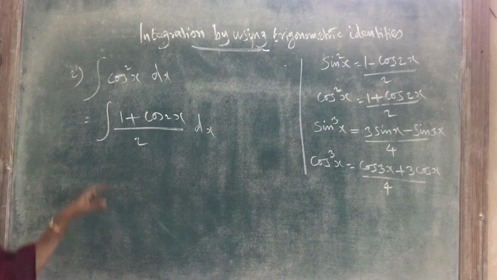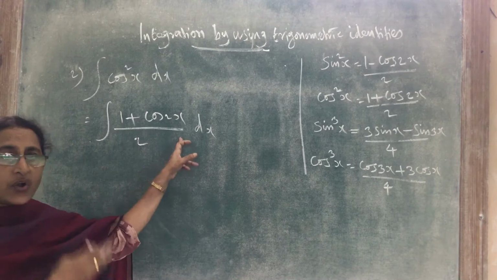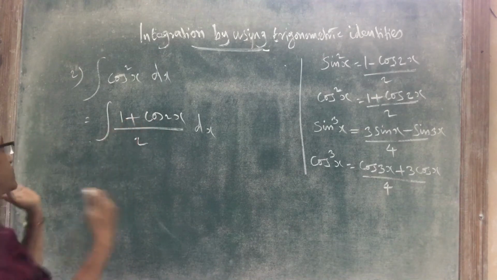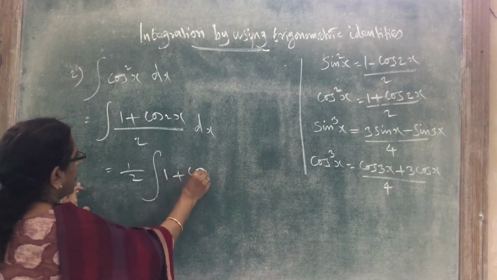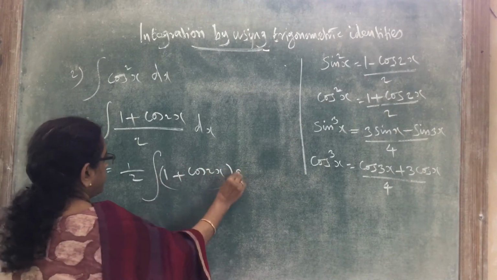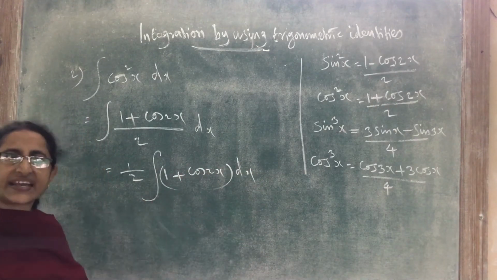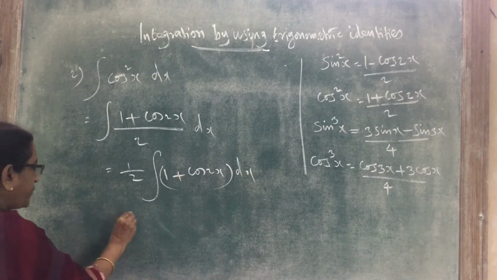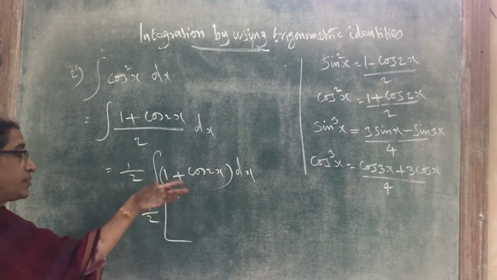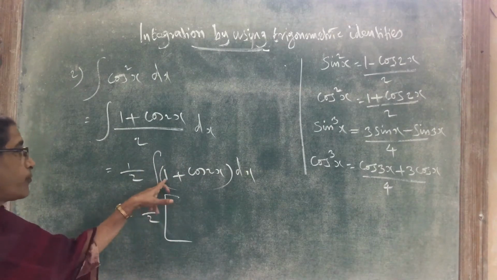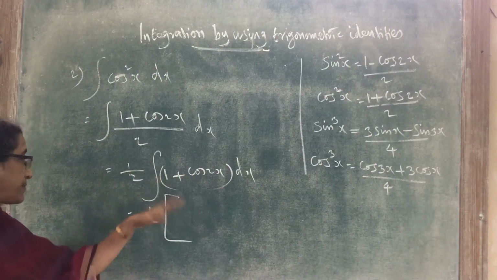Then remember, this is whole divided by 2, so 1 by 2 is common. Take it outside. So 1 by 2 into the integral of 1 plus cos 2x dx. Now next we can write the integral directly: 1 by 2 into, put the bracket, or otherwise it will be wrong. So for both the terms, half should be multiplied.